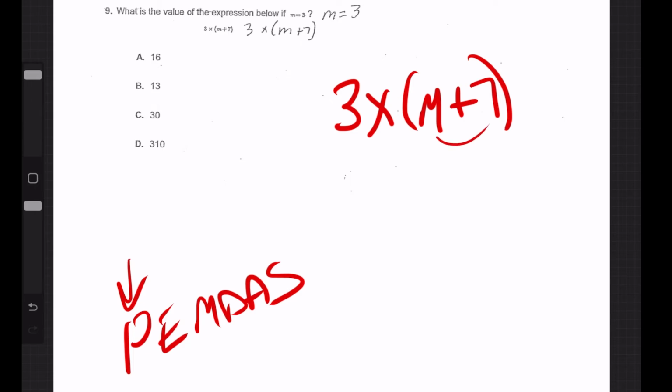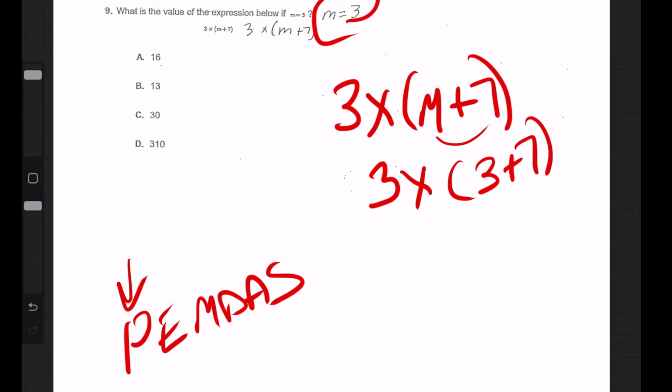Well, there sure is. We have an m plus 7. Well, we know up here that m equals 3 because they're telling us m is 3. So we're going to rewrite the question with m as 3. And that's 3 times 3 plus 7. So in the parentheses, we have 3 plus 7. So we have to do that before we can do any of this multiplication stuff.